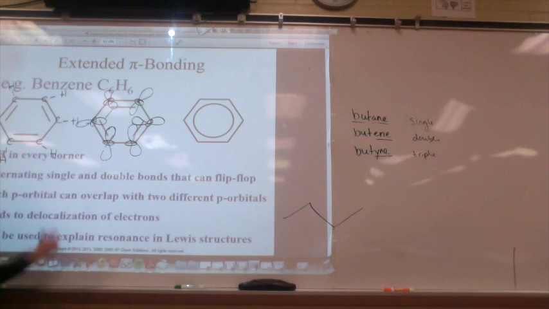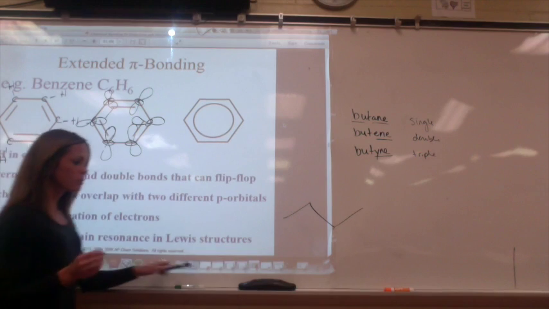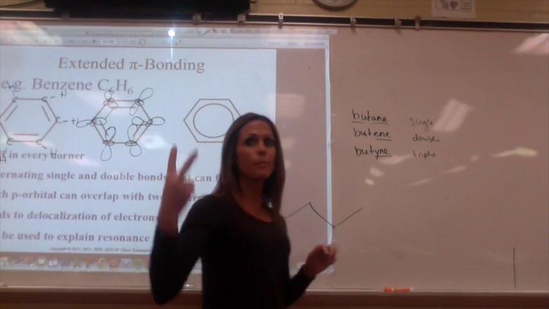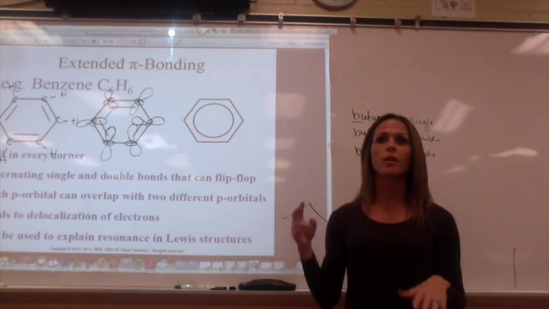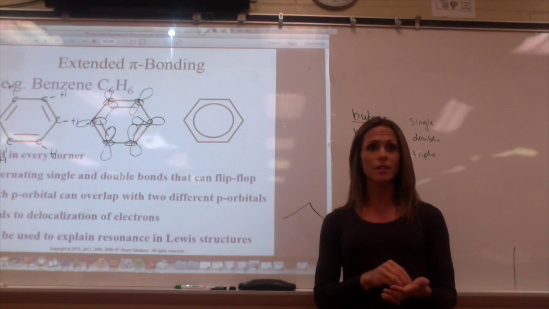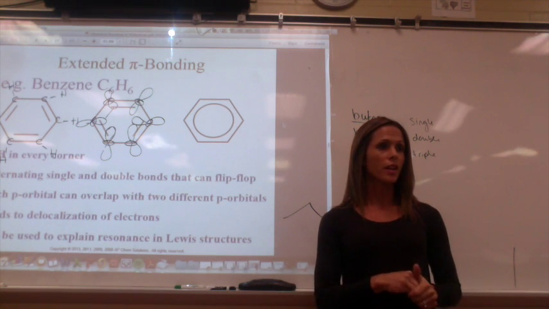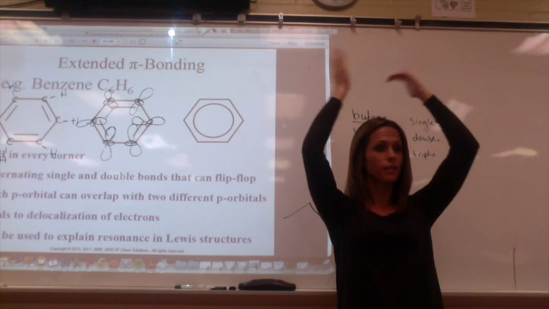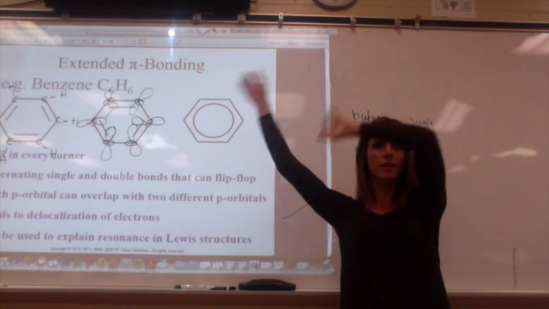See it? It can overlap with them. This leads to delocalization of electrons, and this can be used to explain resonance in Lewis structures. So the electrons are just moving around, and the double bond, again, the second bond comes from unhybridized pi bonds, which are p orbitals. So if the p orbital's up there, it can move with this one and then move with that one.